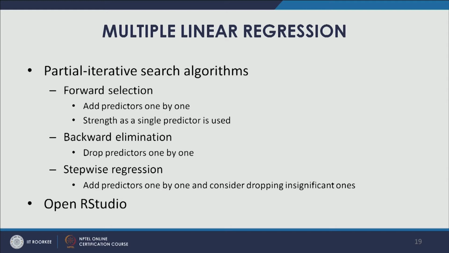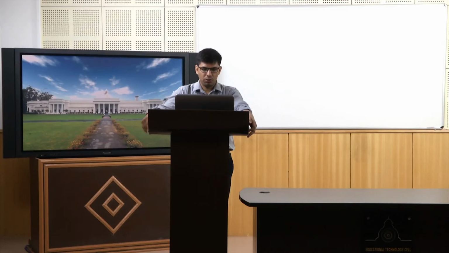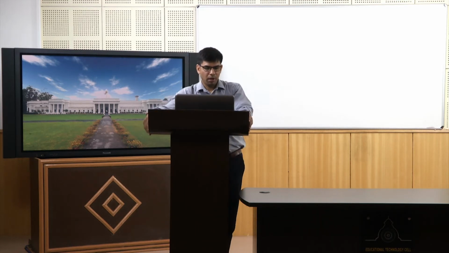In stepwise regression, just like forward selection, we start with no predictor and add predictors one by one. However, in this approach we can consider dropping insignificant ones. As we keep adding predictors, if there are some insignificant ones, we can consider at any step whether we would like to drop them. So these are the three main approaches.